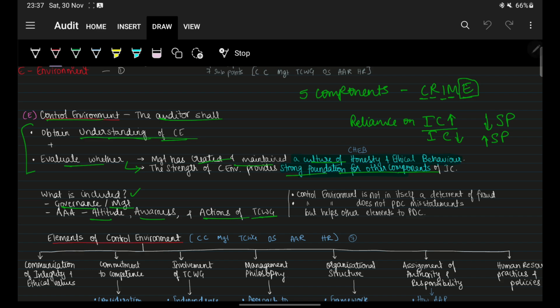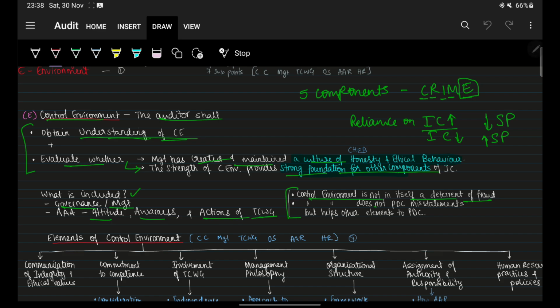And these are some other points. Control environment is not in itself a deterrent of fraud. We can't just say that if there is a good control environment there can be no fraud at all. So obviously there are going to be some loopholes, and even though there is a good control environment, there might be a chance of fraud.